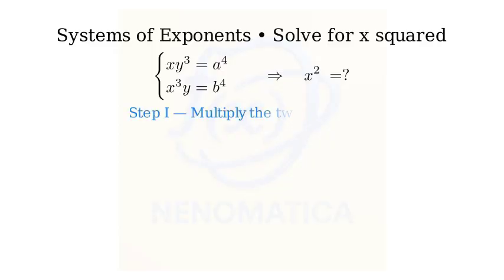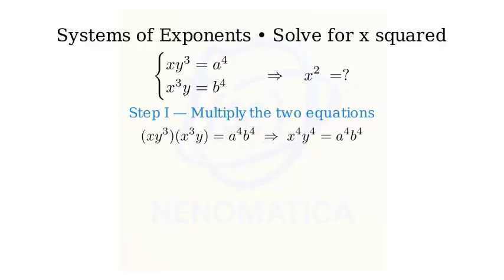Step 1 of the algorithm is to multiply the two relations. Multiplying left sides and right sides gives x to the fourth times y to the fourth equals a to the fourth b to the fourth. Taking the principal square root of both sides, we get x squared y squared equals a squared b squared.